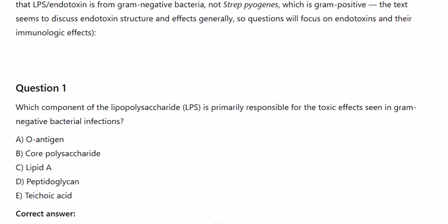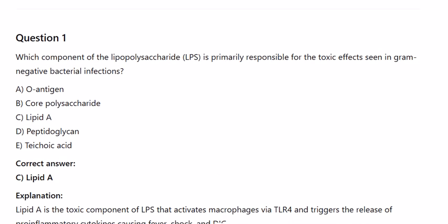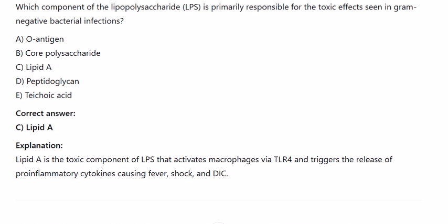Question 1. Which component of the lipopolysaccharide, LPS, is primarily responsible for the toxic effects seen in gram-negative bacterial infections? A. O antigen. B. Core polysaccharide. C. Lipid A. D. Peptidoglycan. E. Teichoic acid. Explanation: Lipid A is the toxic component of LPS that activates macrophages via TLR4 and triggers the release of pro-inflammatory cytokines causing fever, shock, and DIC.